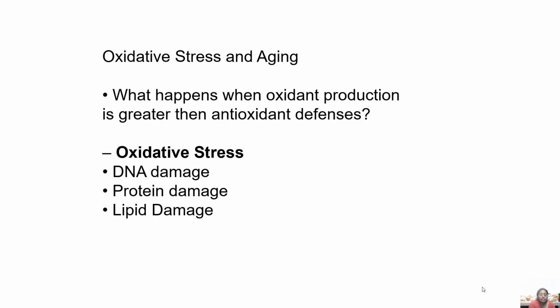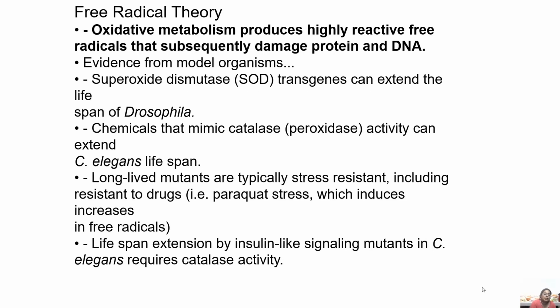Now, oxidative stress and aging. What happens when oxidant production is greater than antioxidant defenses? In oxidative stress, DNA damage, protein damage, and lipid damage all happen. Free radical theory: oxidative metabolism produces highly reactive free radicals that subsequently damage protein and DNA. Evidence from model organisms: superoxide dismutase transgenes can extend the lifespan of Drosophila.